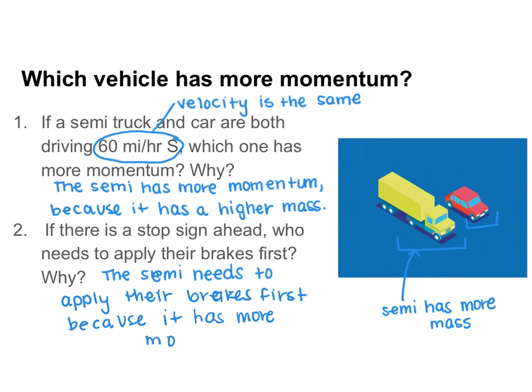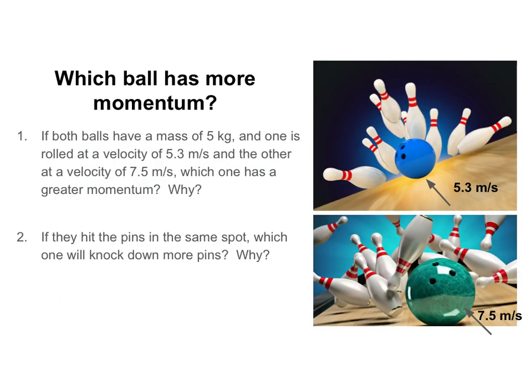So we did two things here. We talked about what affects the momentum. So why is the semi-truck higher in momentum? And then we also said, okay, now that we know it has more momentum, what does that mean in real life? It means it's going to be harder to stop and that it has to start braking before a car does. Can't slam its brakes on at the last minute. Okay, let's look at another example.